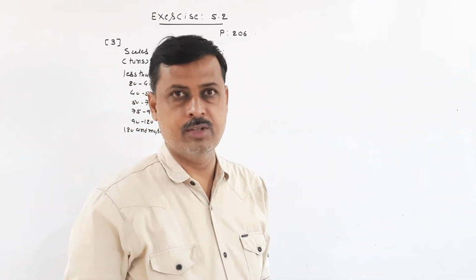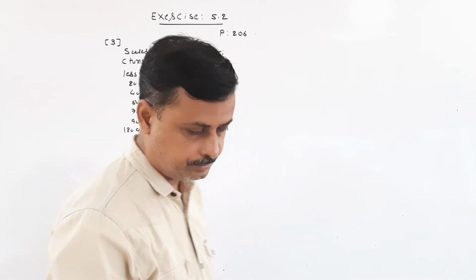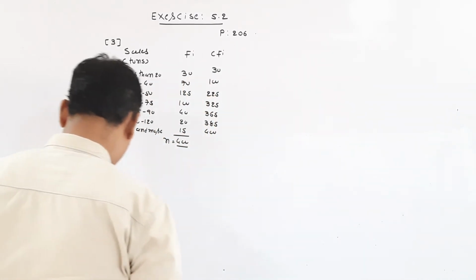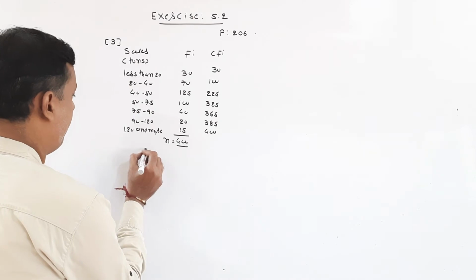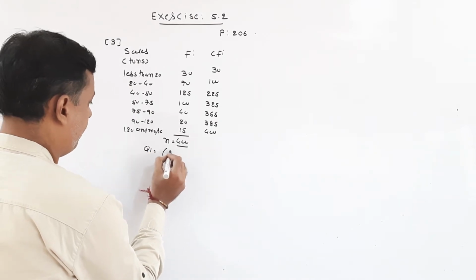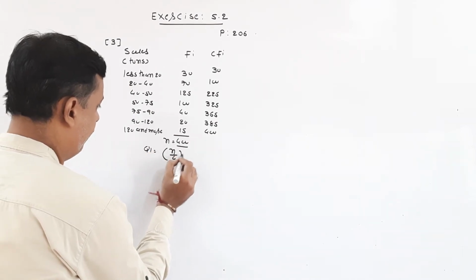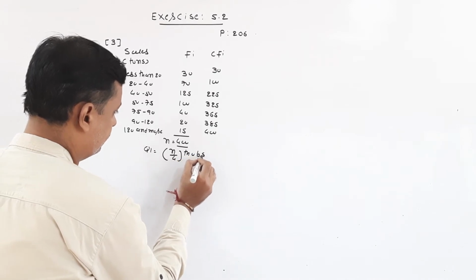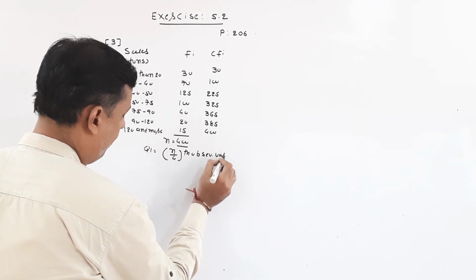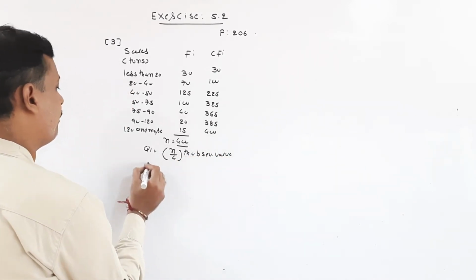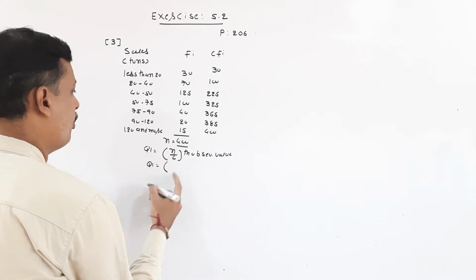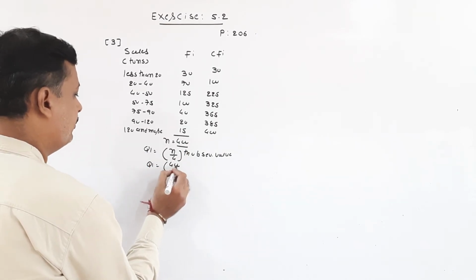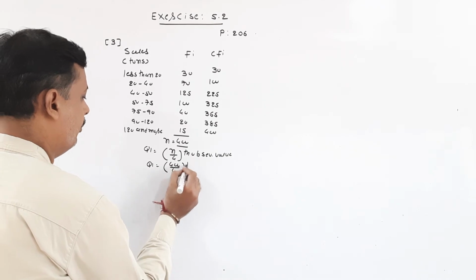Now Q1 is required. Apply the formula. So Q1 is equal to N by 4th observation value. N means 400 upon 4.